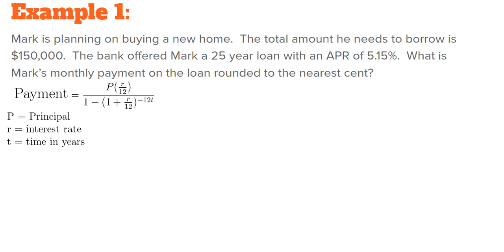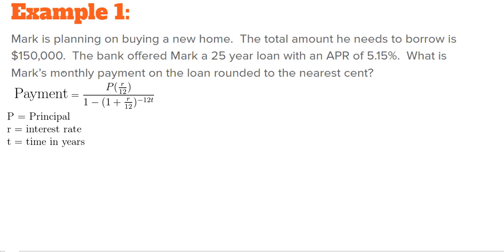All right, example 1, we're going to look at it a little bit differently if you don't have a graphing calculator to use. So Mark is planning on buying a new home. The total amount he needs to borrow is $150,000. The bank offered Mark a 25-year loan with an APR of 5.15%. What is Mark's monthly payment on the loan, rounded to the nearest cent?